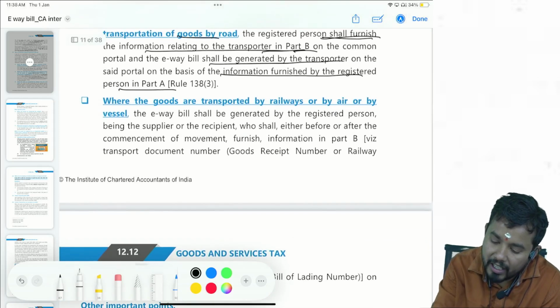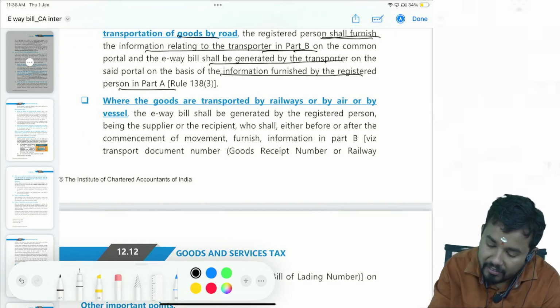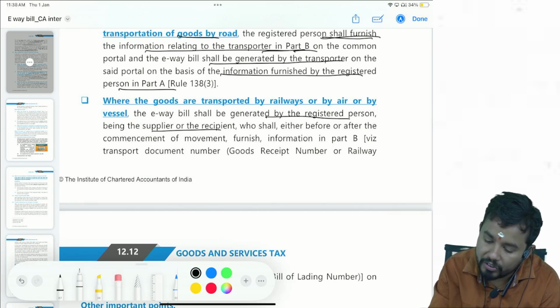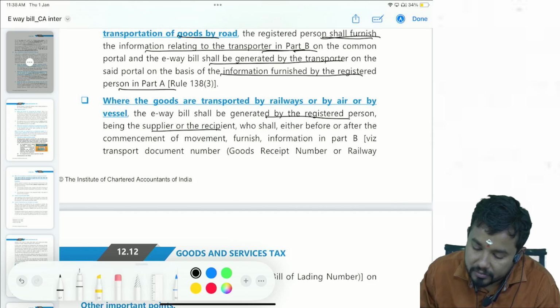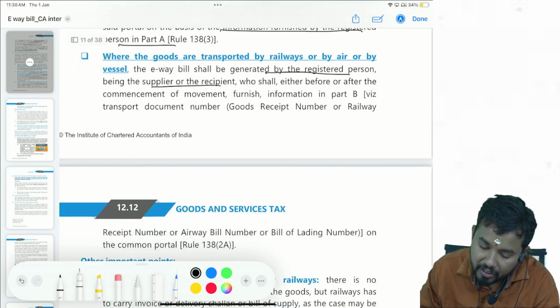Where the goods are transported by railways or by air or by vessel, the e-way bill shall be generated by the registered person, being the supplier or the recipient, who shall either before or after the commencement of movement furnish information in part B. So what they are saying is, the e-way bill shall be generated by the registered person who shall either before or after the commencement of movement furnish information in part B.